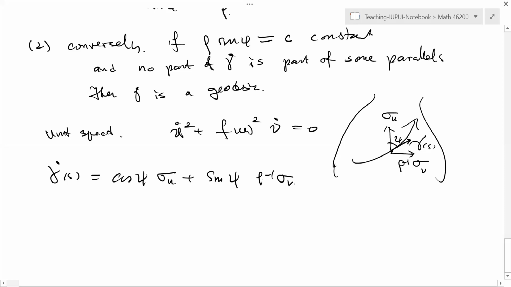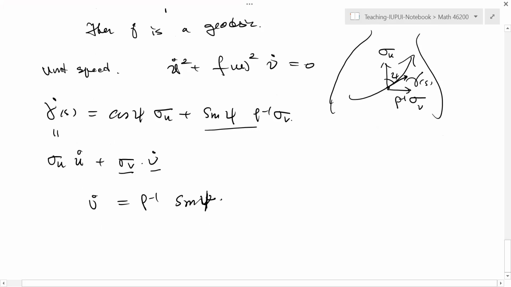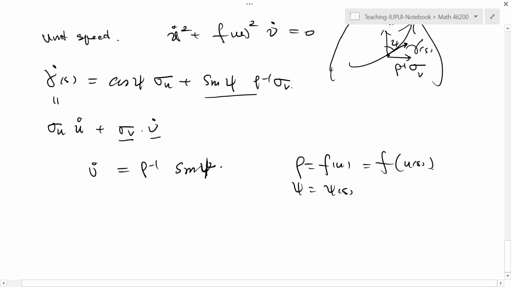All right, so what does that tell you? Well, this is going to be u dot sigma u plus v dot sigma v, right? So you get to the following identity. These two must be the same. Right? So v dot equals sine phi over rho. Yeah, you see, rho is f of u, but f of u is also a function. Right? Phi just depends on the function. So this is the identity.